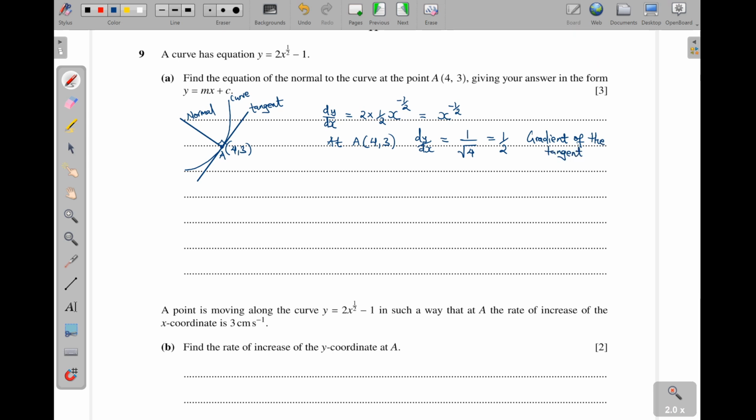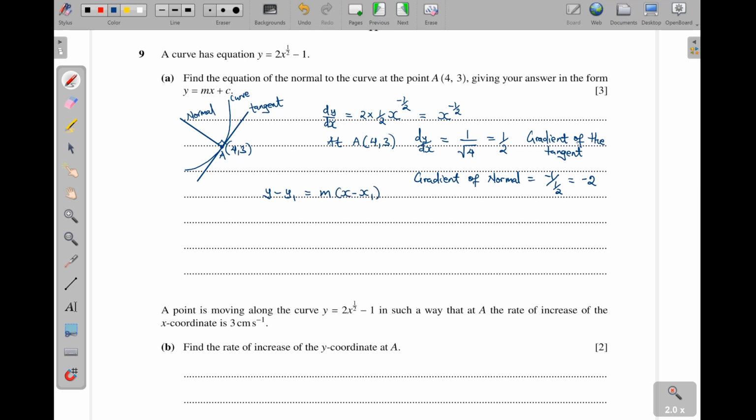And since these two are perpendicular, the tangent and the normal, then we know that m1 times m2 is equal to negative 1. So therefore, the gradient of the normal is equal to negative 1 divided by the gradient of the tangent. So this one will be equal to negative 2. And then using the general equation of a straight line, which states that y minus y1 is equal to m into x minus x1.